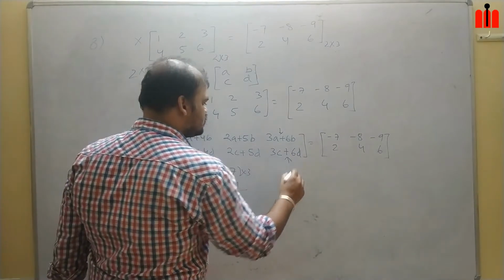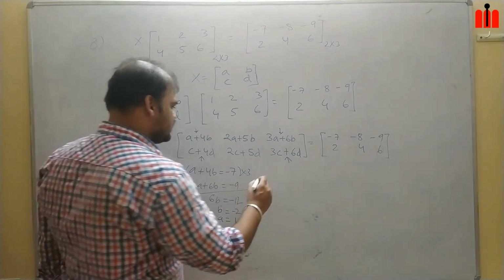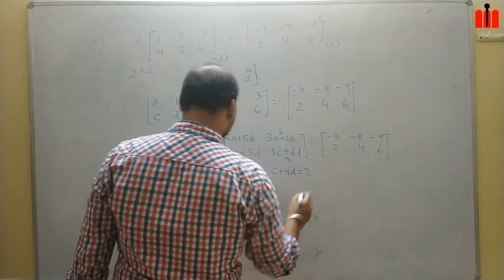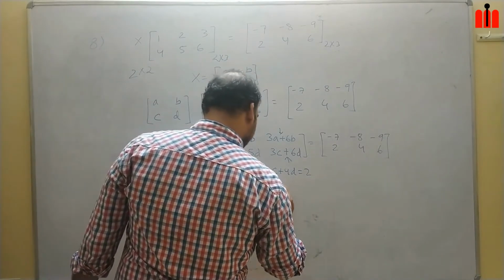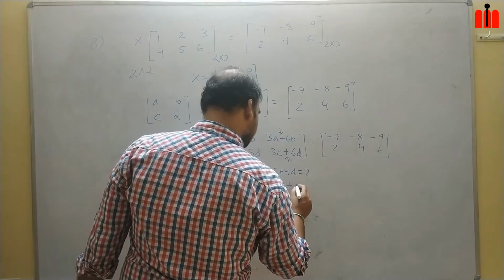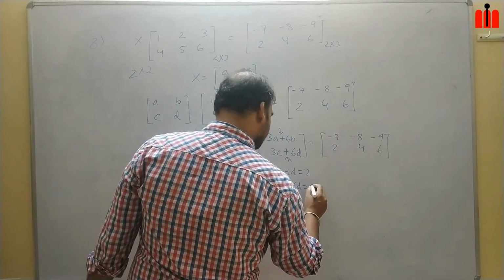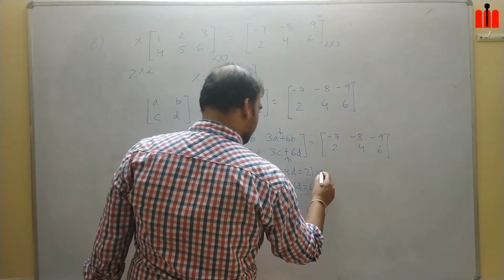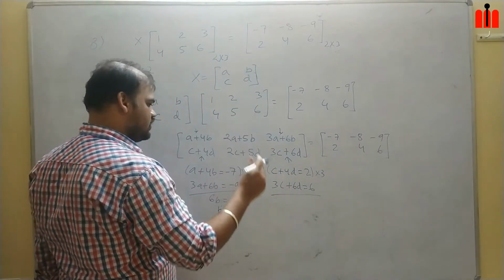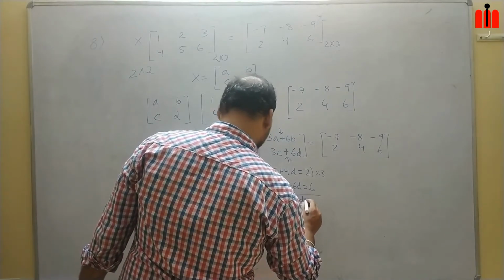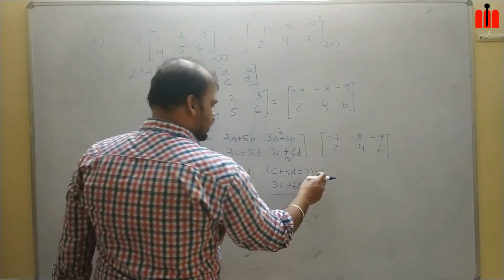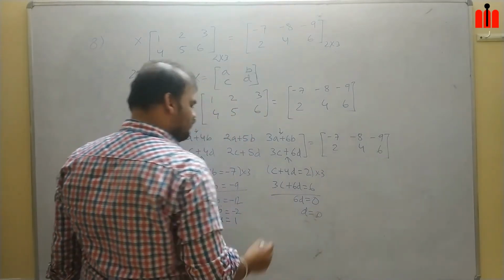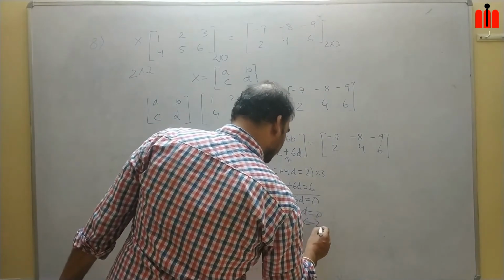So these will be those two equations. c plus 4d equal to 2 and 3c plus 6d equal to 6. Now multiply this with 3. So 12 minus 6, it will be 6d equal to 3 2 is 6, 6 minus 6 it is 0. So d equal to 0. Once d equal to 0, c equal to 2.